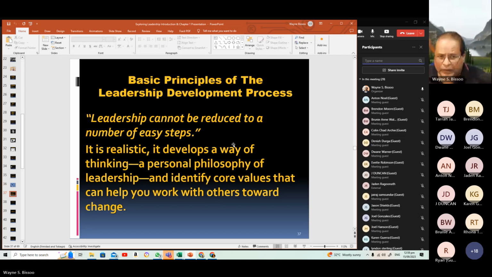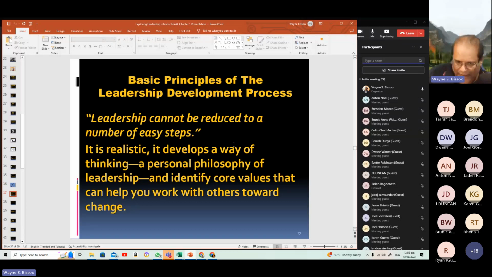Now, the 3 steps that we looked at don't mean that we can reduce the development of leadership to that kind of step-by-step 1, 2, 3, and we're done. But it does set up the ramifications for us to realize that what we're talking about here is a real process, and it requires that we change the way in which we think and develop our own philosophies of leadership.